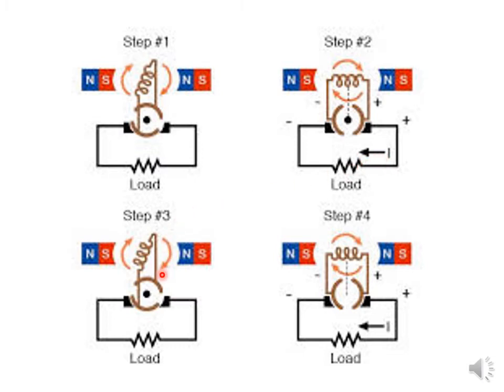Step 3, the coil is perpendicular to magnetic flux, so there is no current produced. Current will equal 0, and this side is in contact with this half of commutator, but the commutator is not in contact with the brush, so there is no current in the external circuit.